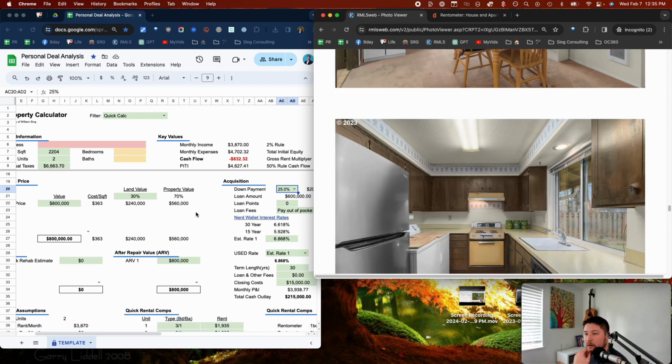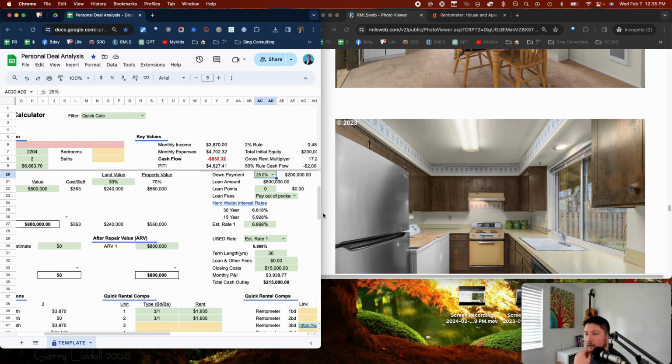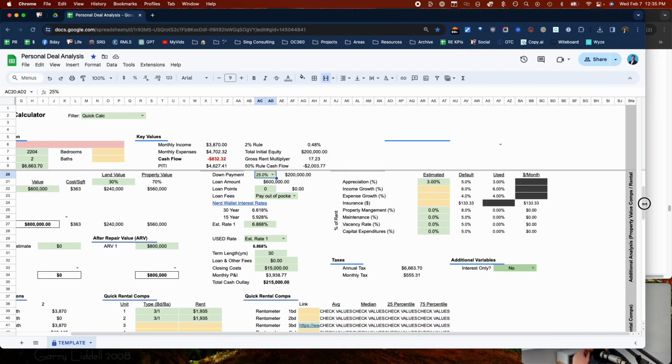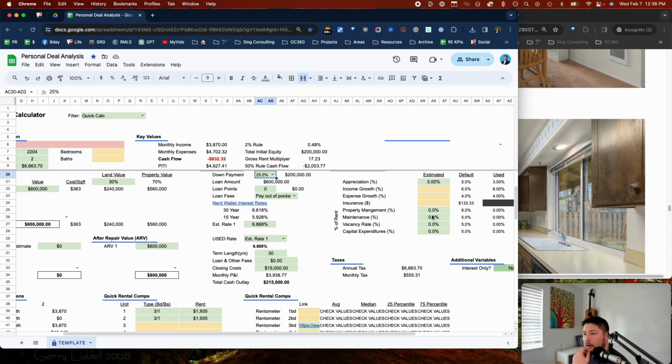So with all of that, taking a look at the calculator again, this would be something where I'm looking at property management. Again, if we're looking at a person who's managed for the first house hack, something like that, I'd zero this out.